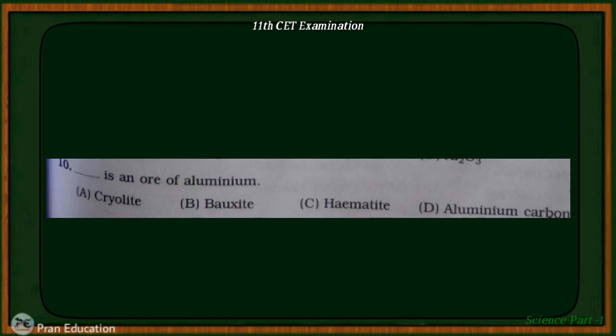10th, dash is an ore of aluminium? Options: A. Cryolite, B. Bauxite, C. Hematite, and D. Aluminium. The correct option is option B. Bauxite.